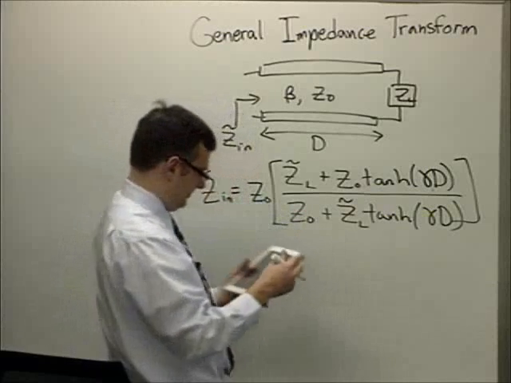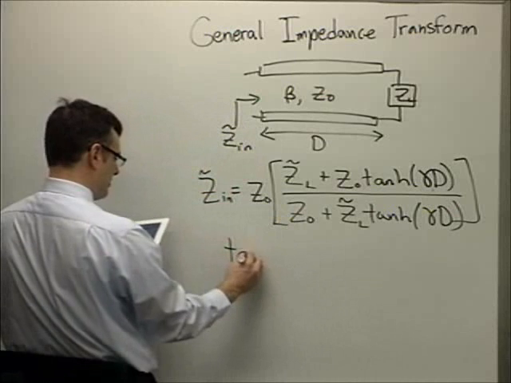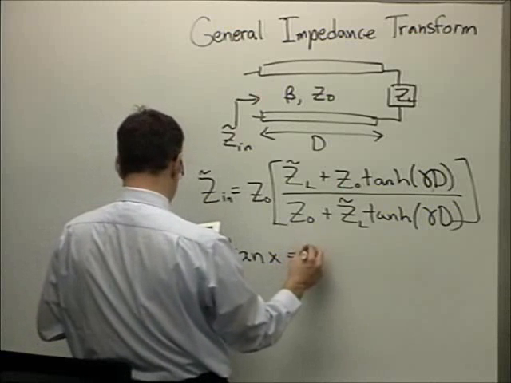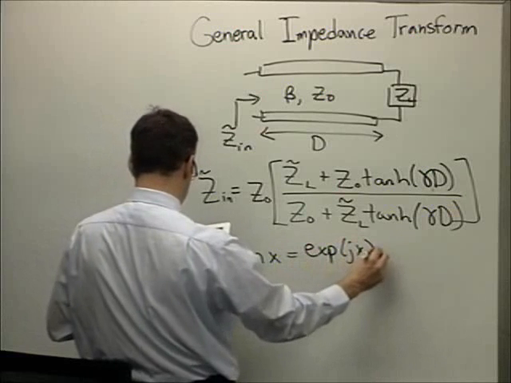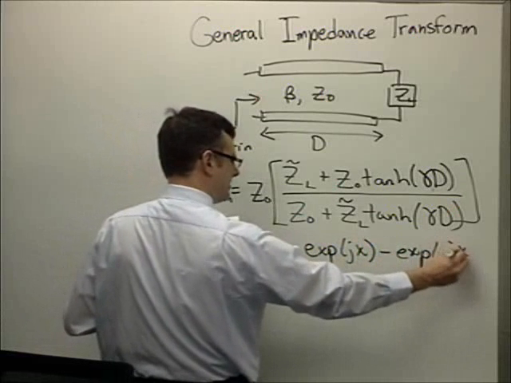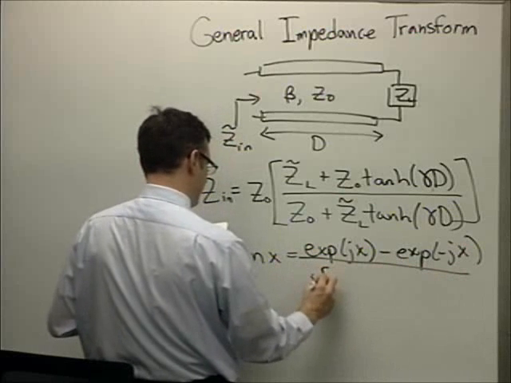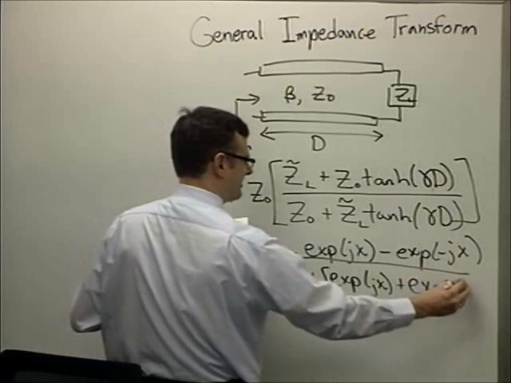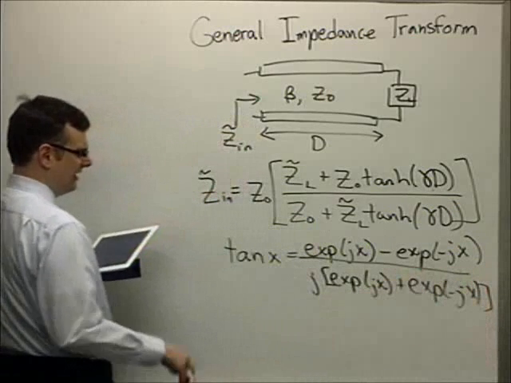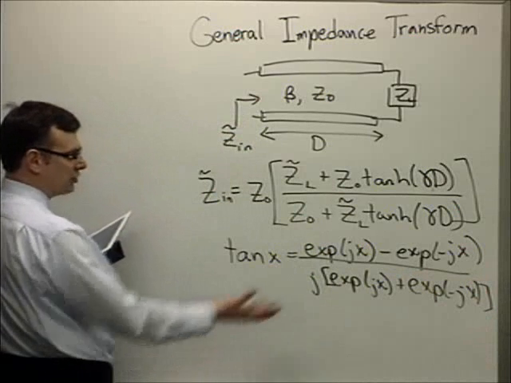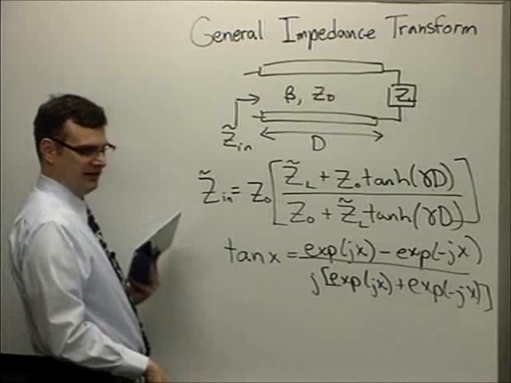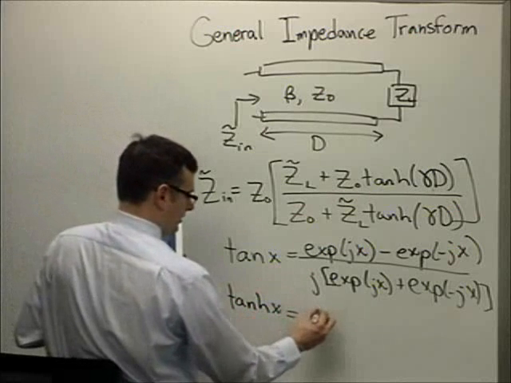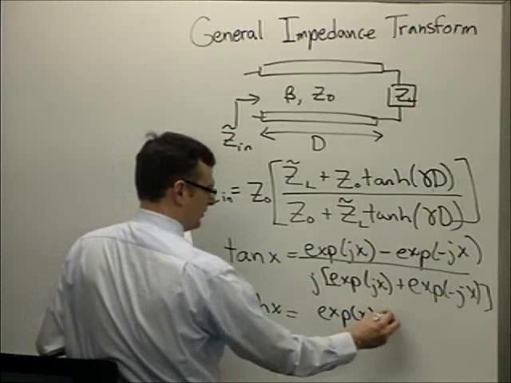Now, what is tanh, or hyperbolic tangent? Remember that regular tangent of x is exp jx minus exp minus jx, over j times exp jx plus exp minus jx. If you want to use complex exponentials, that's how you define the regular tangent. It's really just Euler's law for the sine divided by Euler's law for the cosine, right? Everybody sees that? Well, guess what hyperbolic tangent is? It's the same thing, except you just take the j's away.